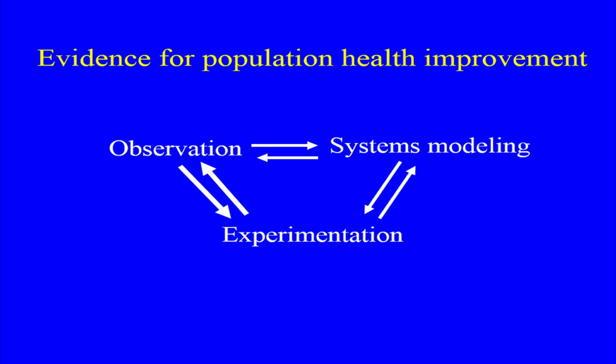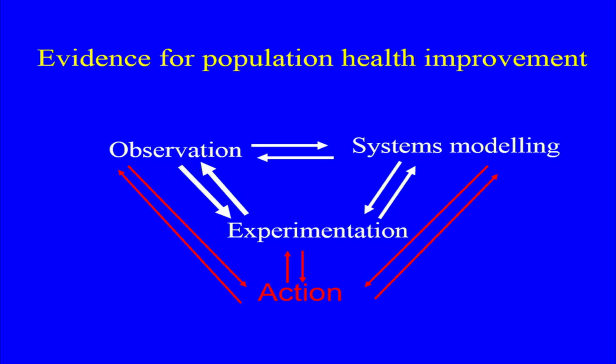And combining these and triangulating them, or even quadrangulating them, because there is action in public health, and we often take action in the face of incomplete evidence. So figuring out ways that the evaluation of action can be an integral part of our evidence-generating system is another very important element.